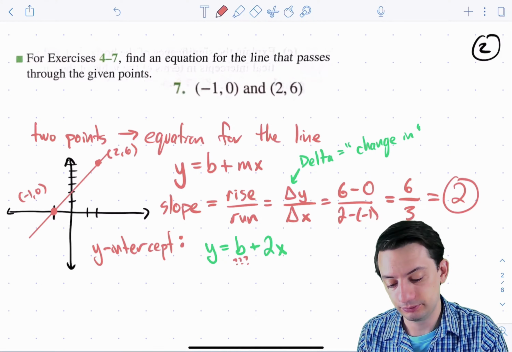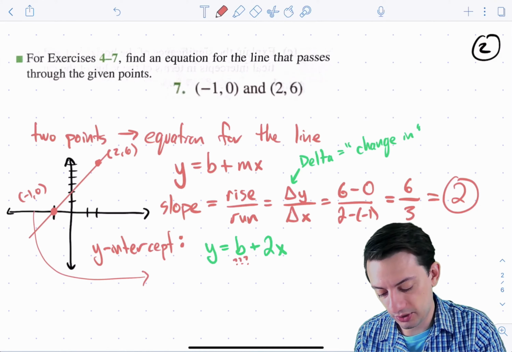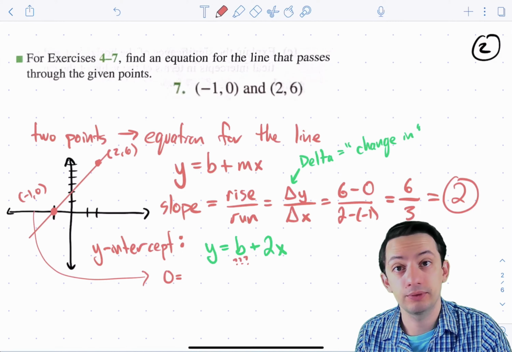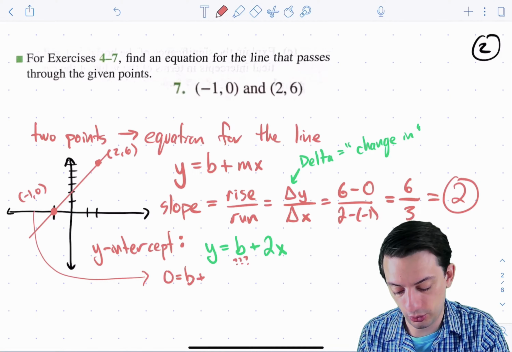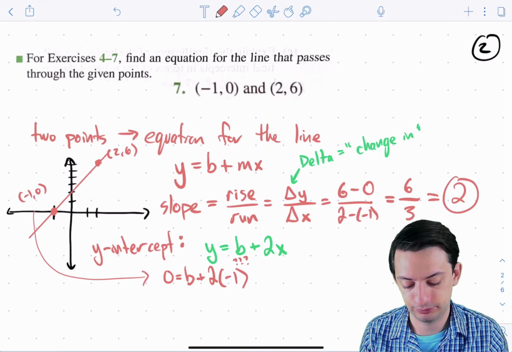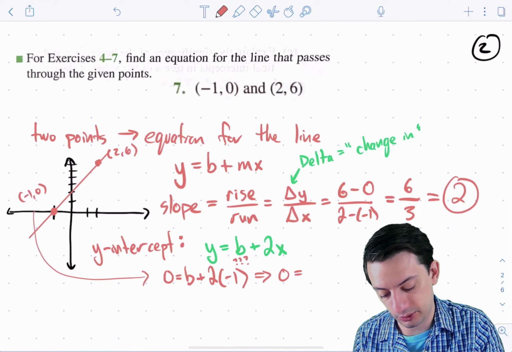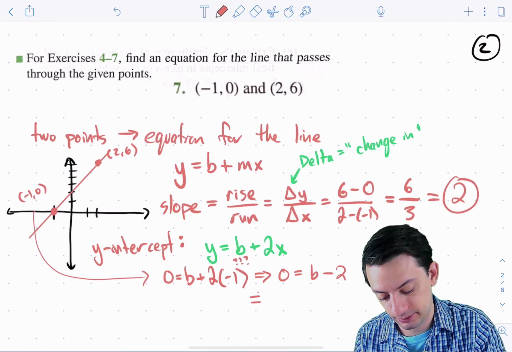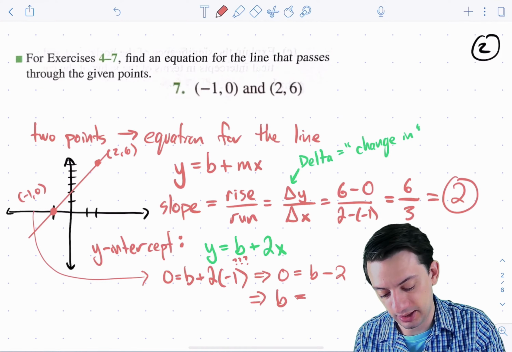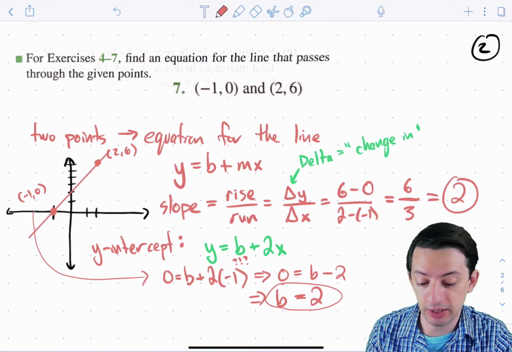So from this point here, we know that 0, that's the y value, equals our unknown b, plus 2, that's our slope, times the x value, that's negative 1. So this says that 0 equals b minus 2. Add 2 to both sides, and we get b equals 2. So that's our y-intercept.